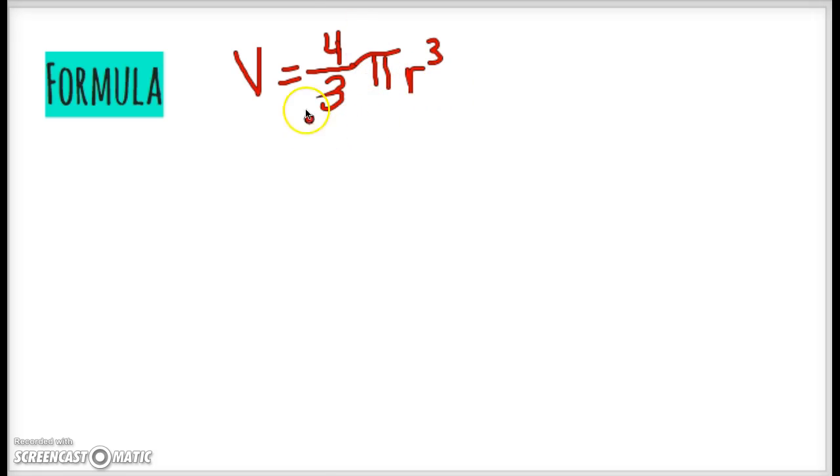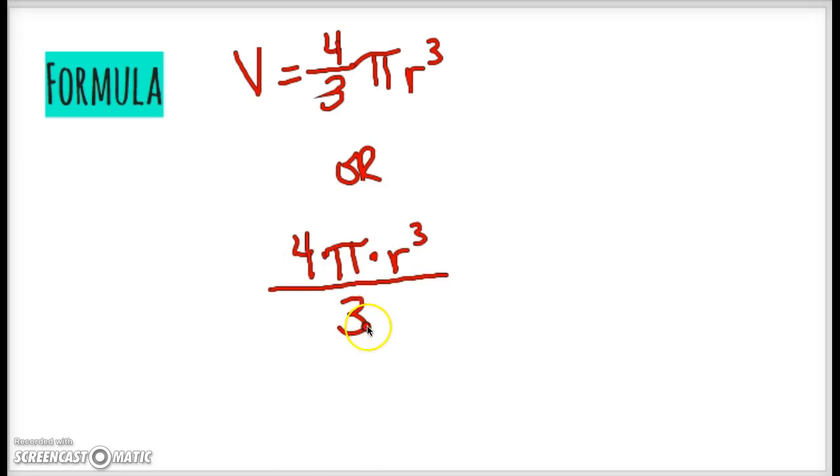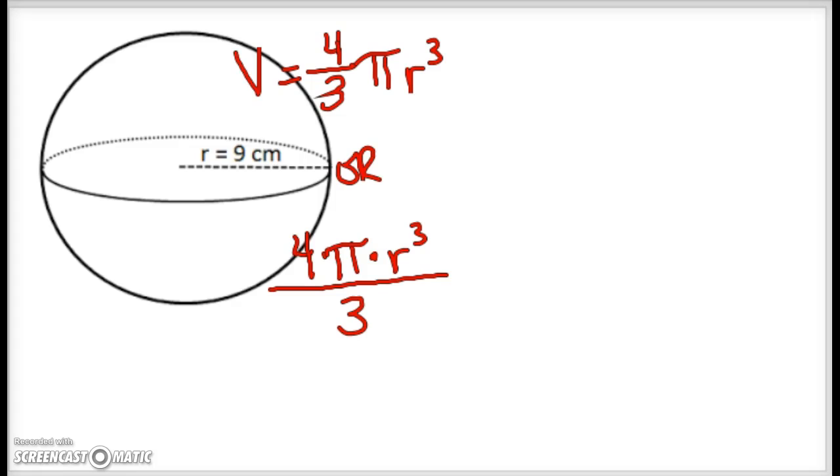Okay, so one thing that I want to point out of what you could do with this 4/3 is you could take 4 times pi, which remember is 3.14, times the radius cubed, and then divide all of that by 3. There's your 4/3. So either way, it's the same thing, just a little bit different way of doing it. So we're just going to jump right in and do some examples. So let's look at example number 1.